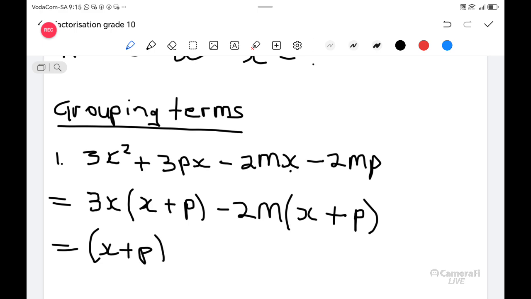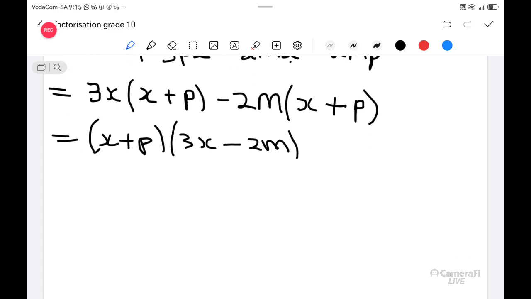Then if we took out the common factor here, it means we are left with 3x. So we write 3x here. What about this side? If we take this one out, it means we are left with -2m. So we will write -2m.